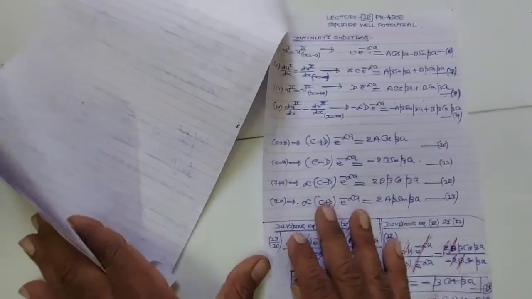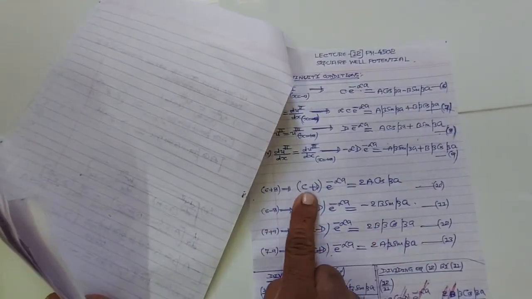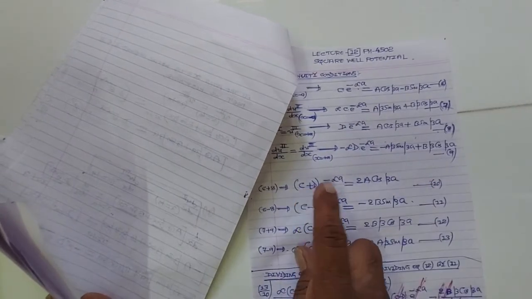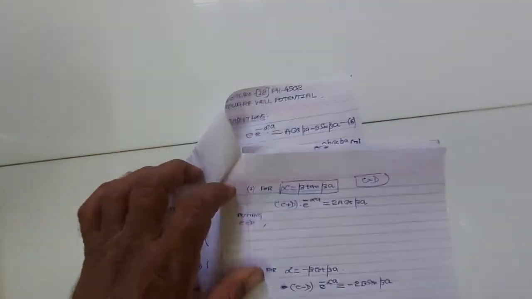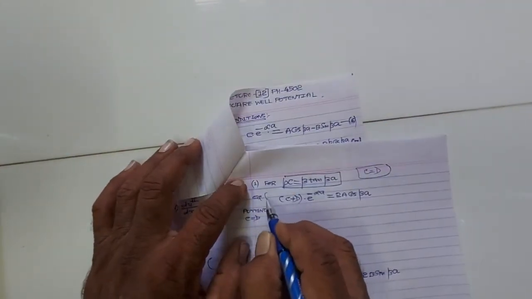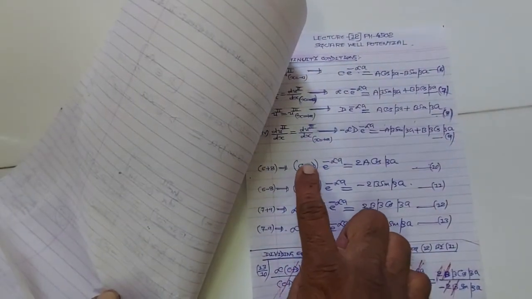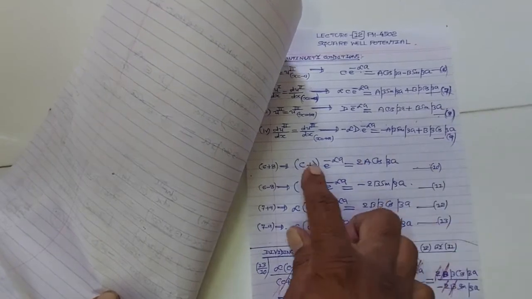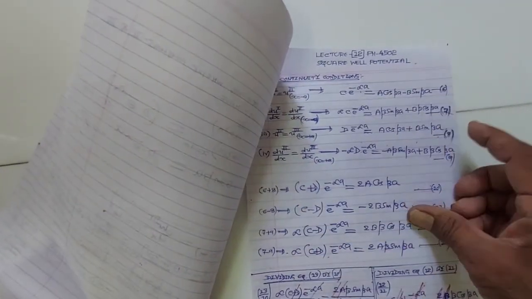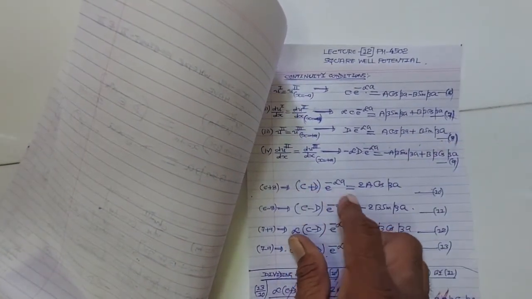Okay, so let us take this continuity condition. Let us take equation 10: c plus d e raised to minus alpha a is equal to 2a cos beta a. Let us see again what equation 10 is. Equation 10 is the sum of equations 6 and 8: c plus d e raised to minus alpha a is equal to 2a cos beta a.